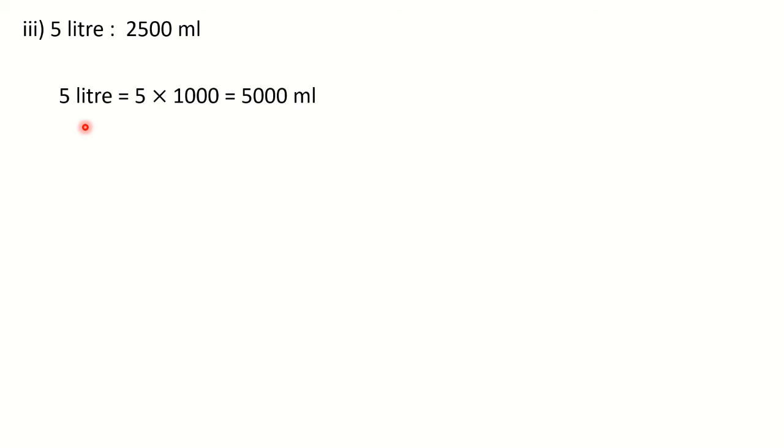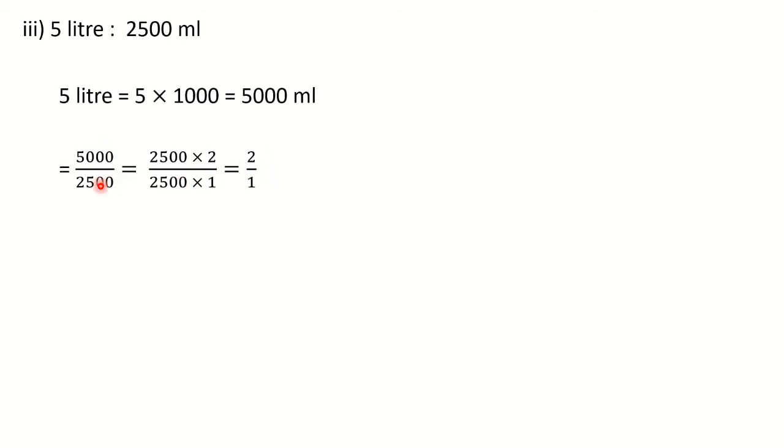5 liters is equal to 5 into 1000, that is 5000 ml. And this 2500 ml as it is. Now let us find out the ratio. How are we going to write it? 5000 divided by 2500. Here I wrote 5000 as 2500 into 2, and this I wrote as it is. So the answer is 2:1.